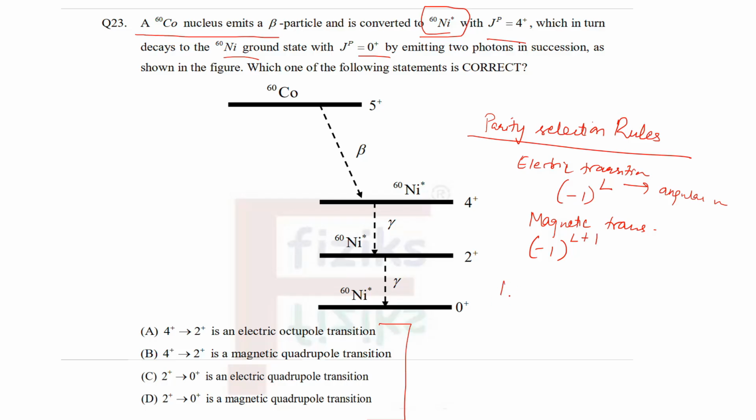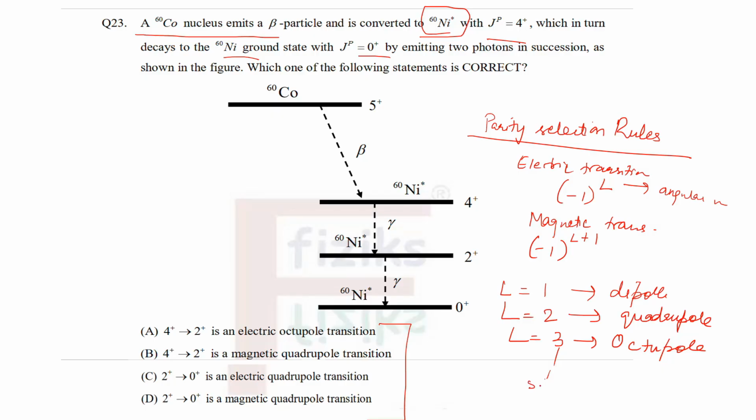Okay, and when L equals 1, it is dipole. For L equals 2, it is quadrupole, and for L equals 3, it is octupole, and so on. So the first one is 4 going to 2 without any change in parity, an electric octupole transition. Okay, so we'll solve this.